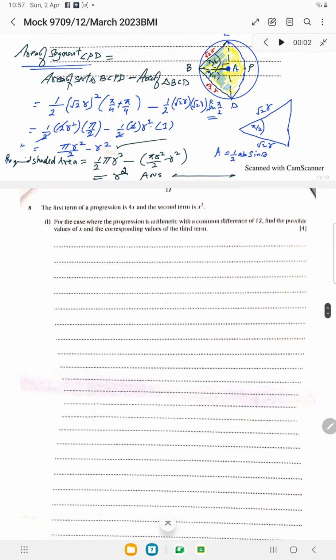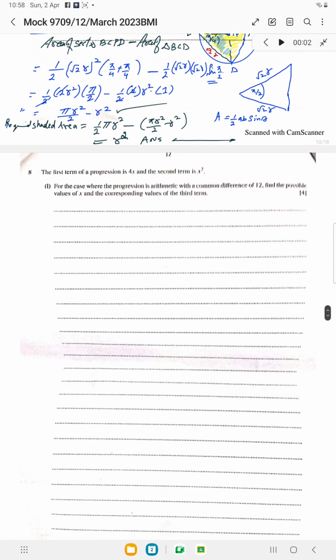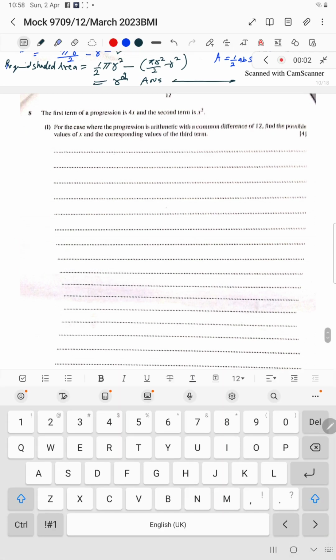Question number 8. This is about AP and GP, geometric progression or arithmetic progression. This is a 4 mark question. Let's see what is going to be asked. It's given the first term of a progression is 4x and the second term is x square. For the case where the progression is arithmetic with a common difference of 12, find the possible values of x. Okay, it's given.